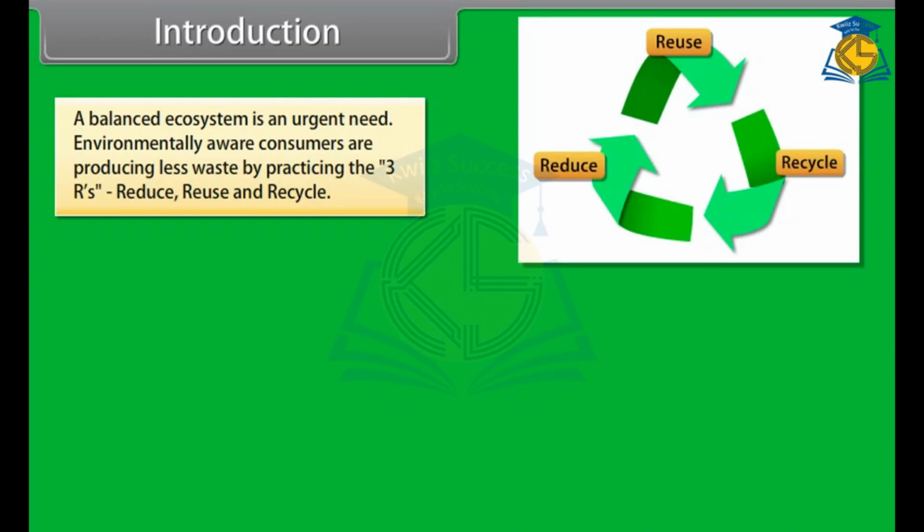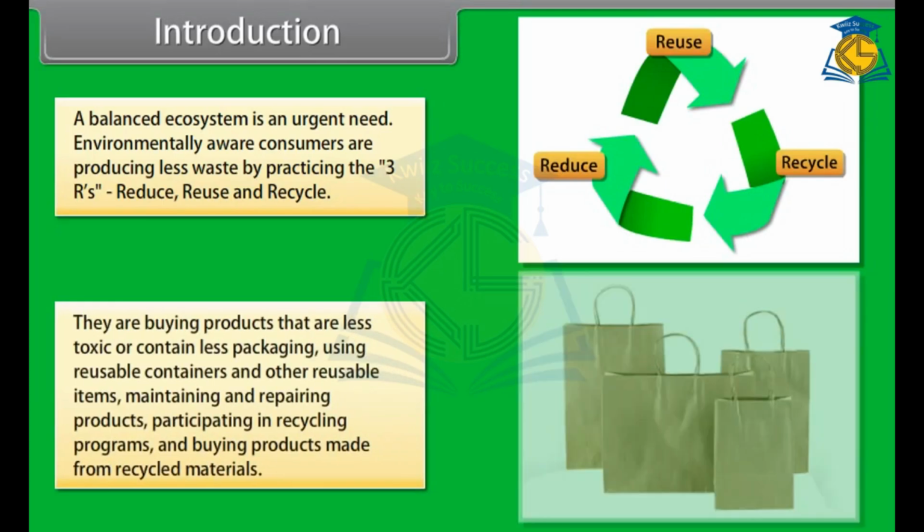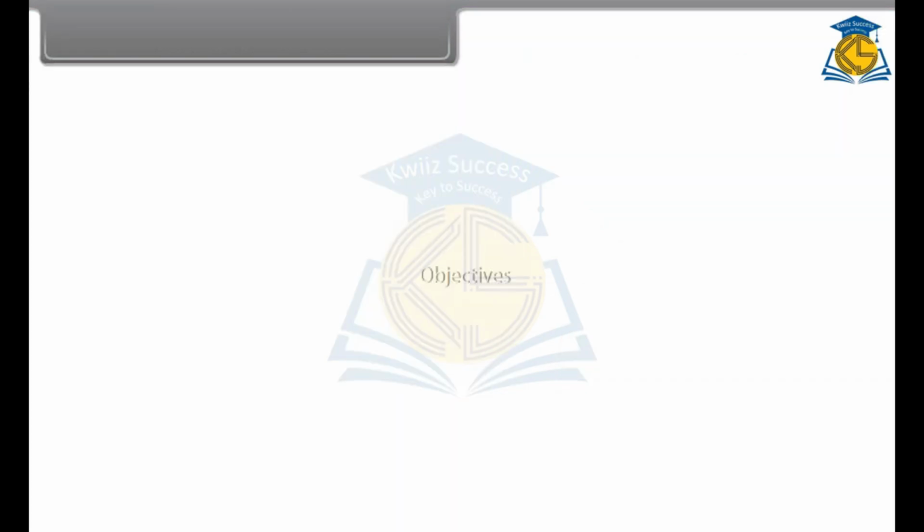Environmentally aware consumers are producing less waste by practicing the 3 R's: reduce, reuse, and recycle. They are buying products that are less toxic or contain less packaging, using reusable containers and other reusable items, maintaining and repairing products, participating in recycling programs, and buying products made from recycled materials.